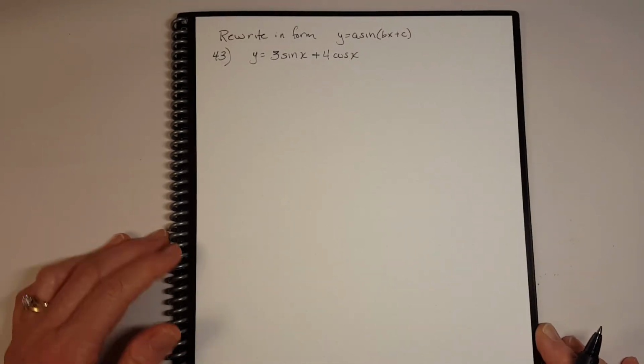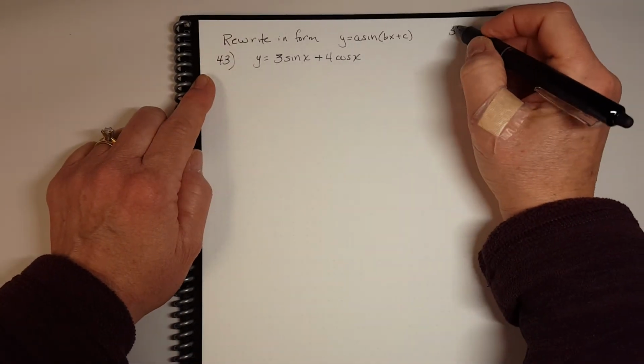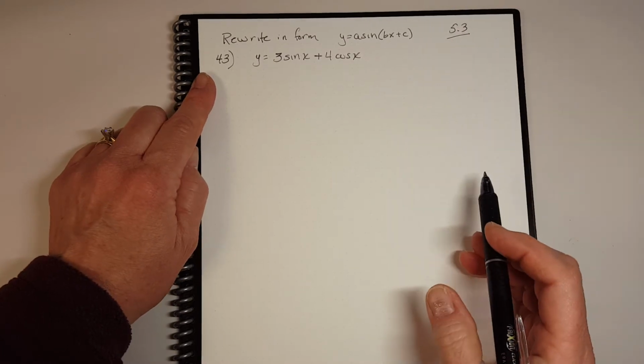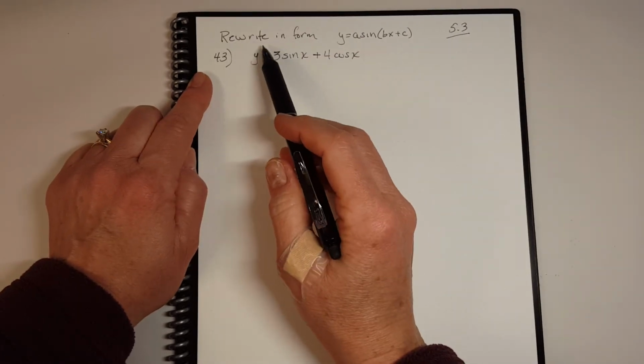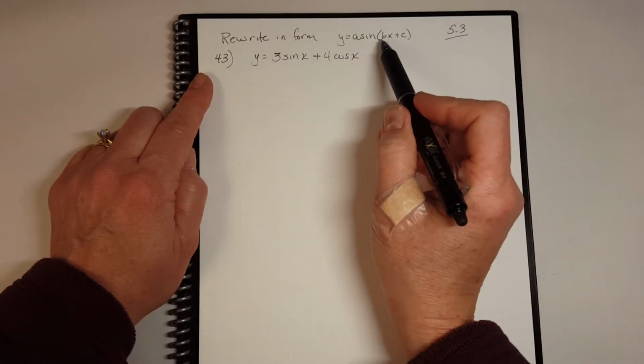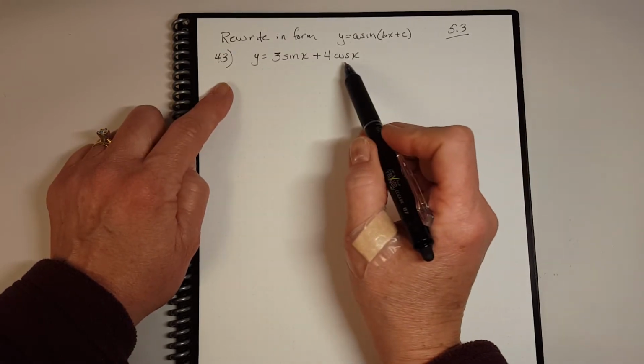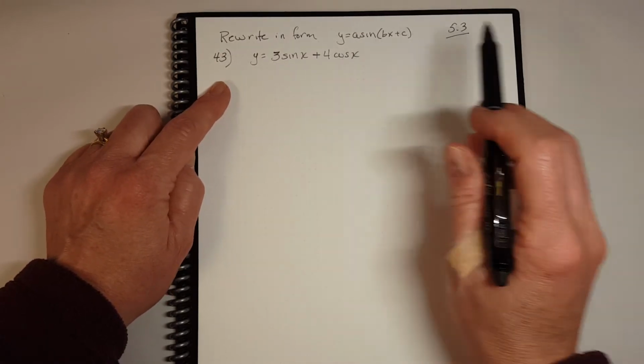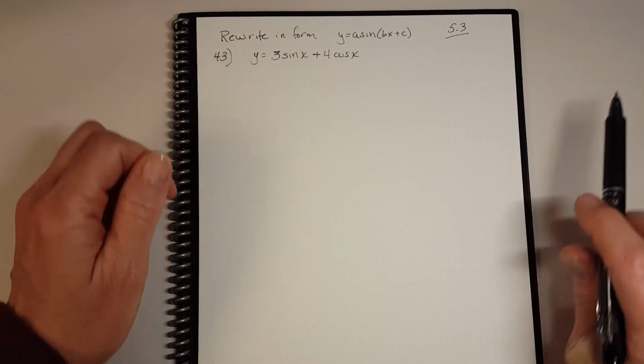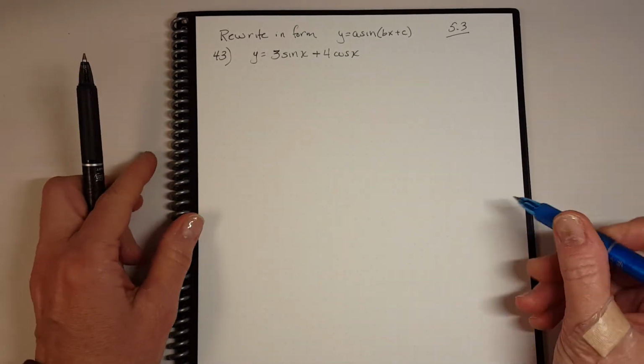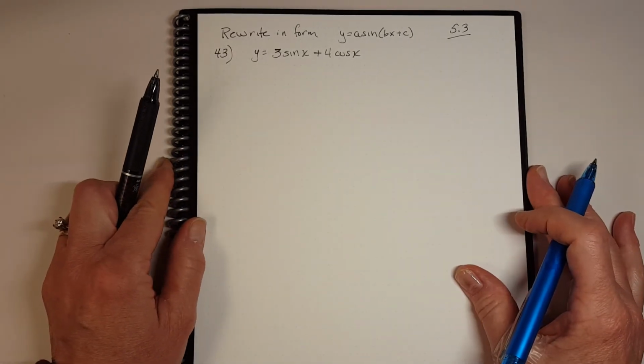Okay, in this video we're going to look at number 43 in section 5.3, and it asks us to rewrite this sinusoid in the form y equals a sine bx plus c. So we did this in section 4.7, but we used our calculator, and today we're going to learn how to do this without our calculator.